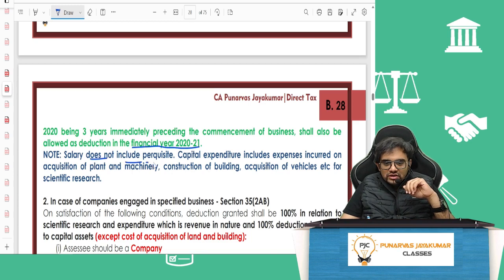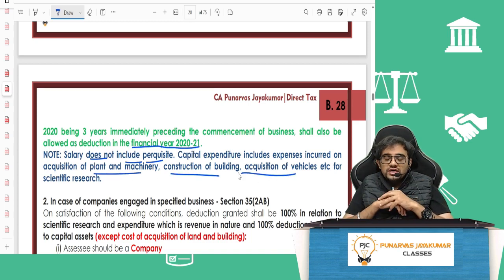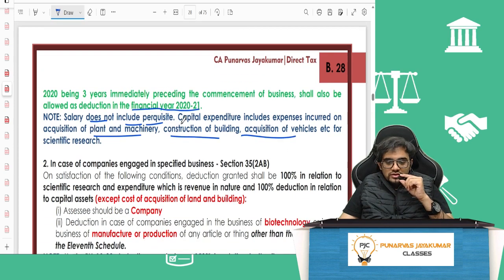Salary does not include perquisite. Capital expenditure includes expenses incurred on acquisition of plant and machinery, construction of building, acquisition of vehicle, anything. But it should be used for, mind you, scientific research. If it's used for personal purposes, no, it should be used for scientific research. Now, that is one thing.